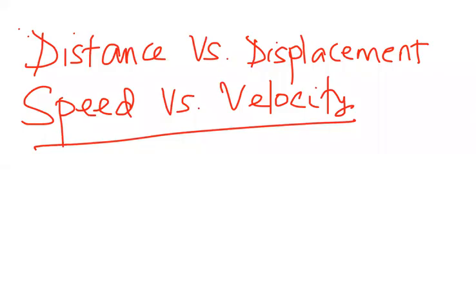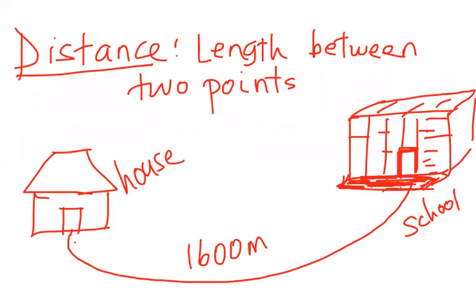All right, welcome students. Today we will discuss distance versus displacement and then speed versus velocity. Let's start with distance. Distance is just the length between 2 points. Here we have a house and a school, and the length is actually 1600 meters, or that would be called 1.6 kilometers, right?